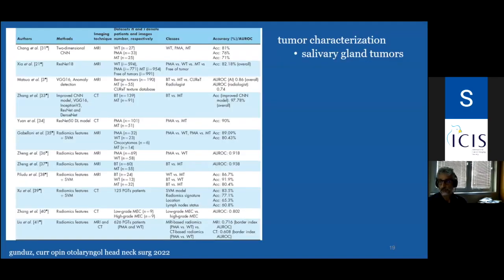Tumor characterization. There are a number of works in the literature on salivary gland tumor characterization with radiomics. All of these works obtain good results in terms of accuracy and area under the ROC curve. The discrimination is in most cases between Warthin tumor and pleomorphic adenoma, Warthin tumor versus benign or malignant tumor, or benign versus malignant tumor. So of course you cannot obtain a differentiation of the multiple different salivary gland tumors.